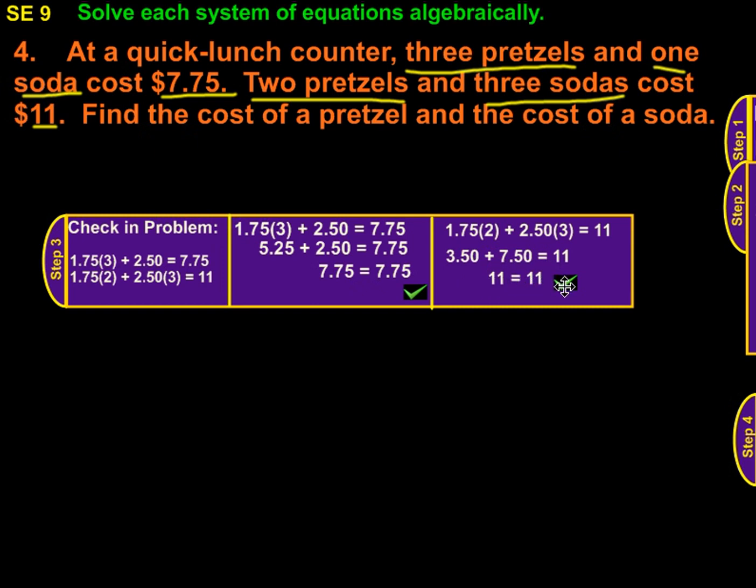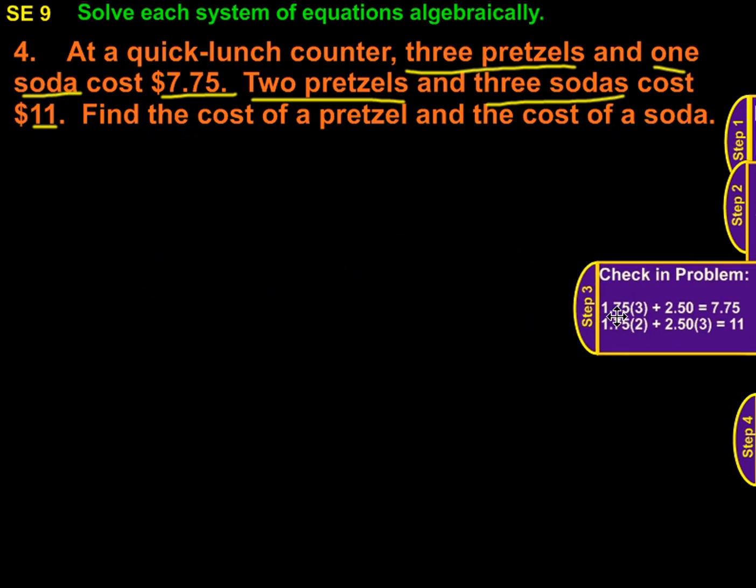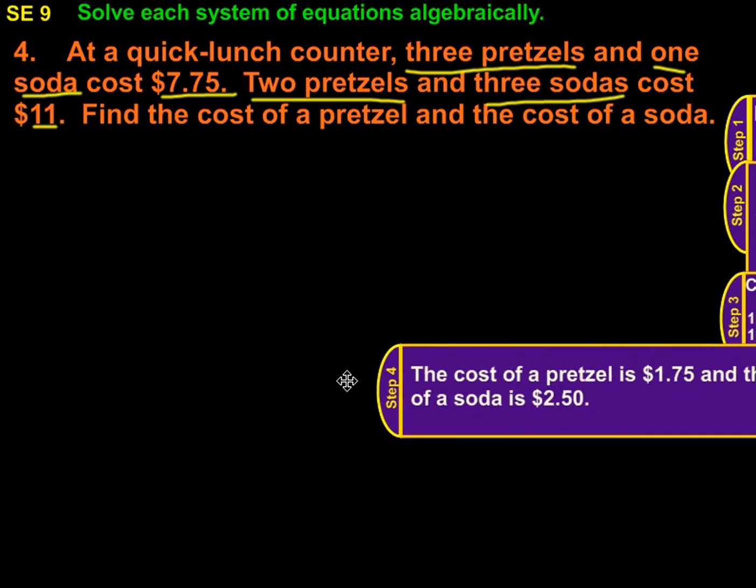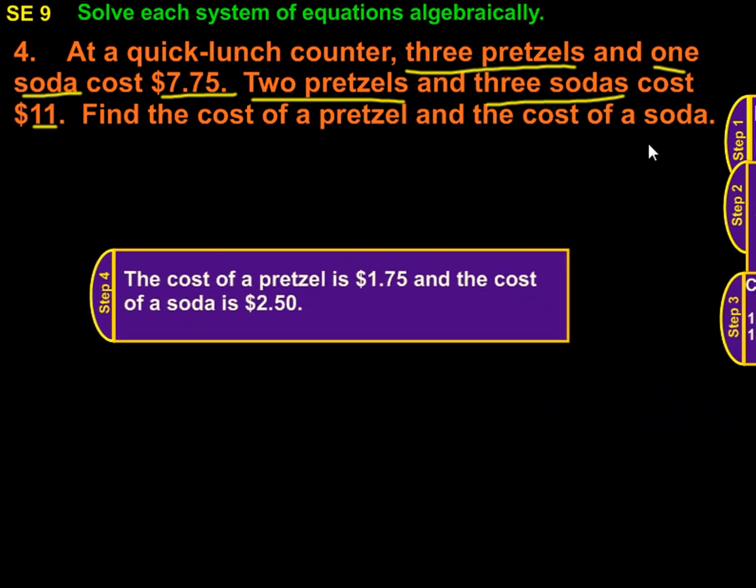That check also works. So I now need to go back in and write a sentence that explains the cost of a pretzel and the cost of a soda. The cost of a pretzel is $1.75, and the cost of a soda is $2.50.